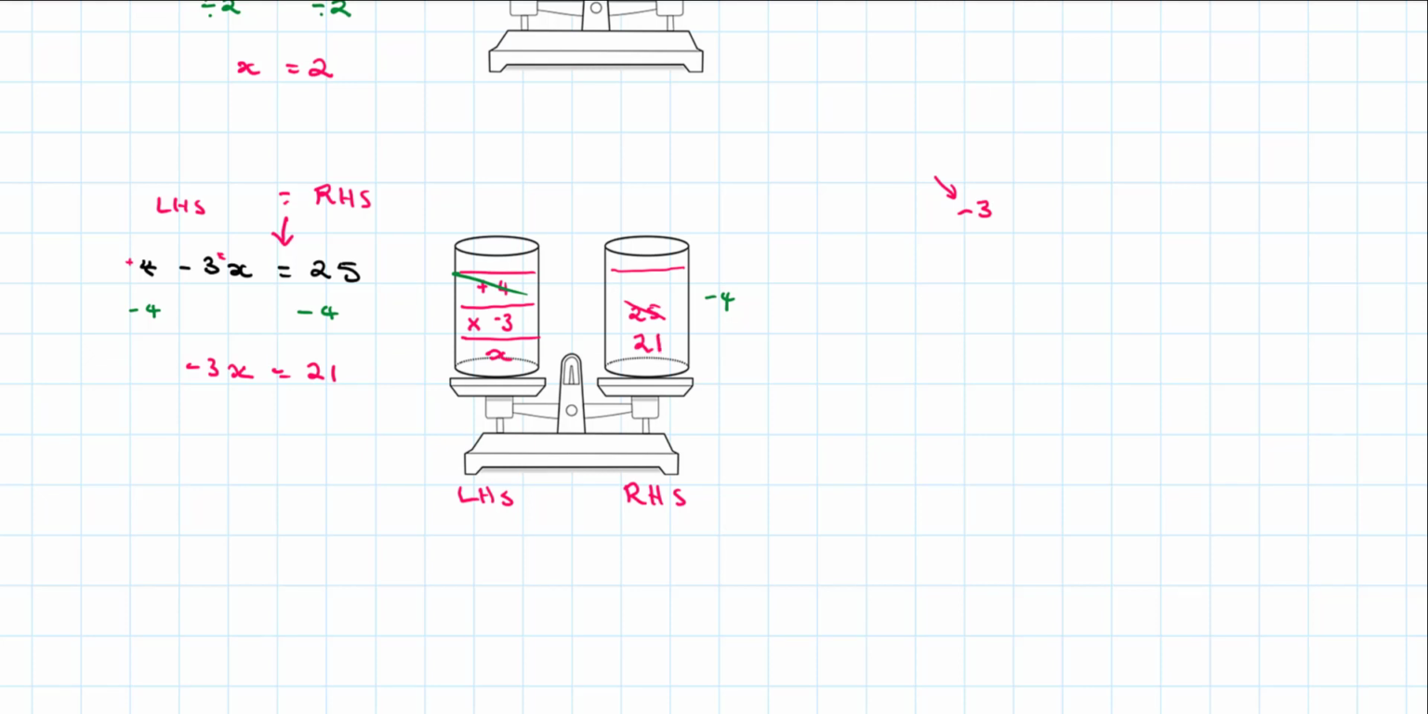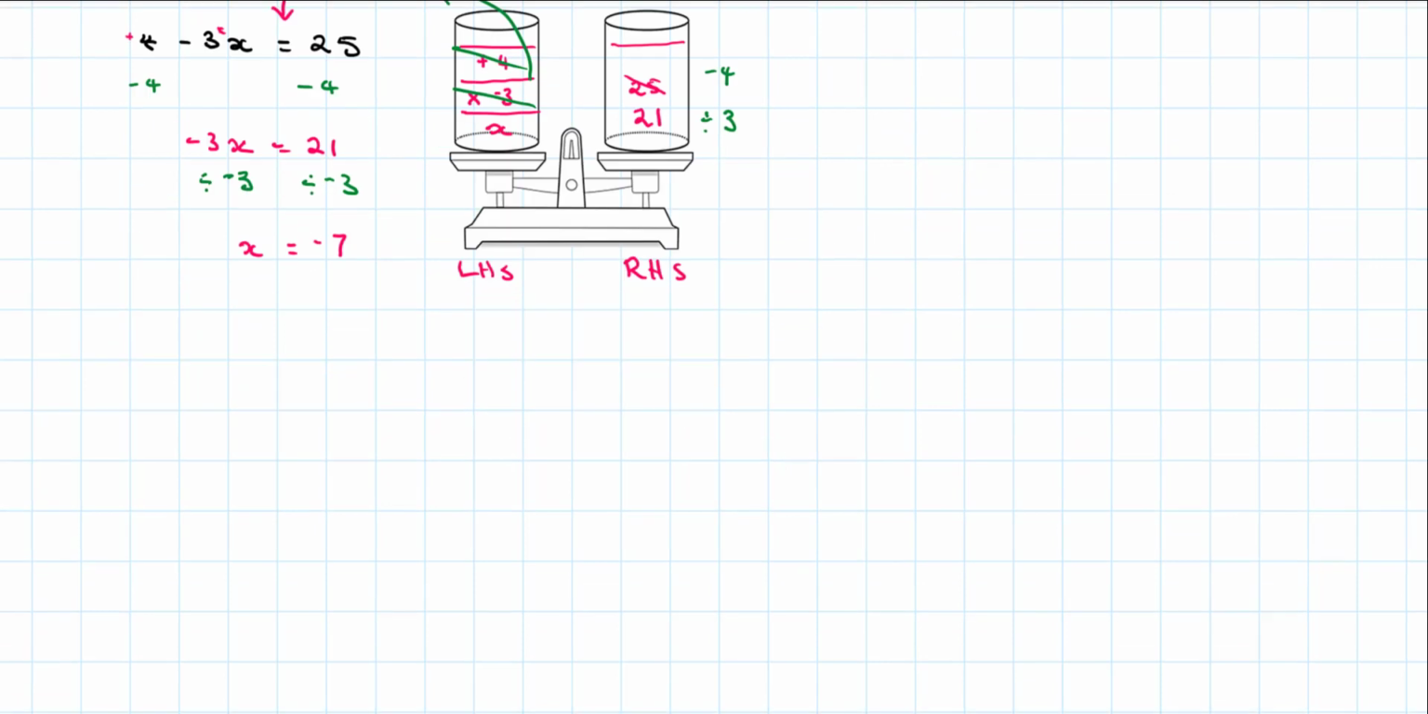The next thing to remove is the multiply by negative 3, and the opposite of multiplying by negative 3 is dividing by negative 3. So we're dividing both sides by negative 3. Divide by negative 3 removes this out of my cylinder. I need to make sure I do the same thing on the other side. So that leaves me with x equals 21 divided by negative 3, which is negative 7.